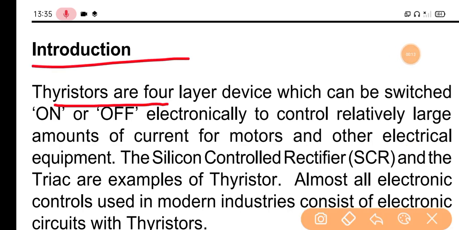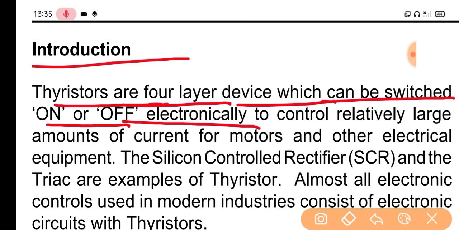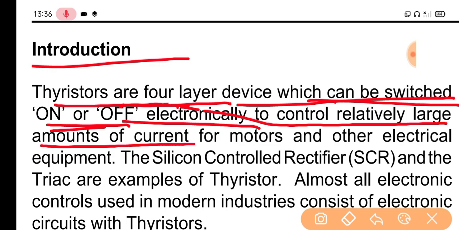Introduction: a thyristor is a four layer device which can be switched on or off electronically, to control a relatively large amount of current for motors and other electrical equipment.